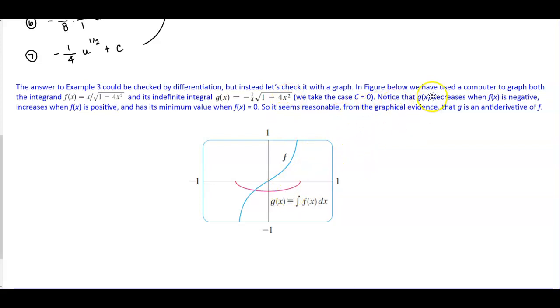Now, notice that g of x decreases when f of x is negative and increases when f of x is positive, and has its minimum value when f of x is equal to 0. So it seems reasonable from the graphical evidence that g is an antiderivative of f.